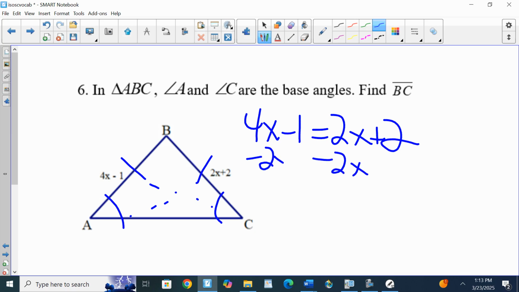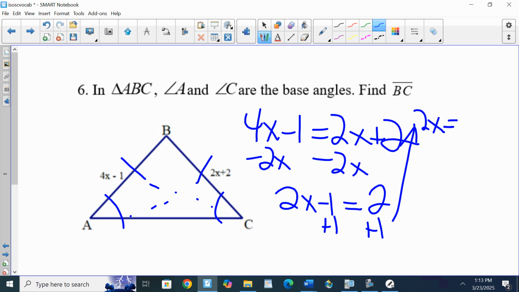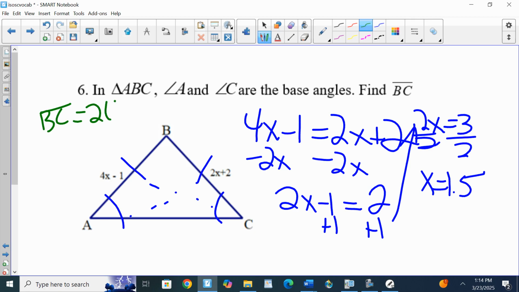I do the algebra, or I use the equation solver, whatever. 4x minus 1 equals 2x plus 2, plus 1 plus 1. 2x equals 3. X is 1.5. It's asking for BC. BC is 2 times 1.5 plus 2. BC is 5.